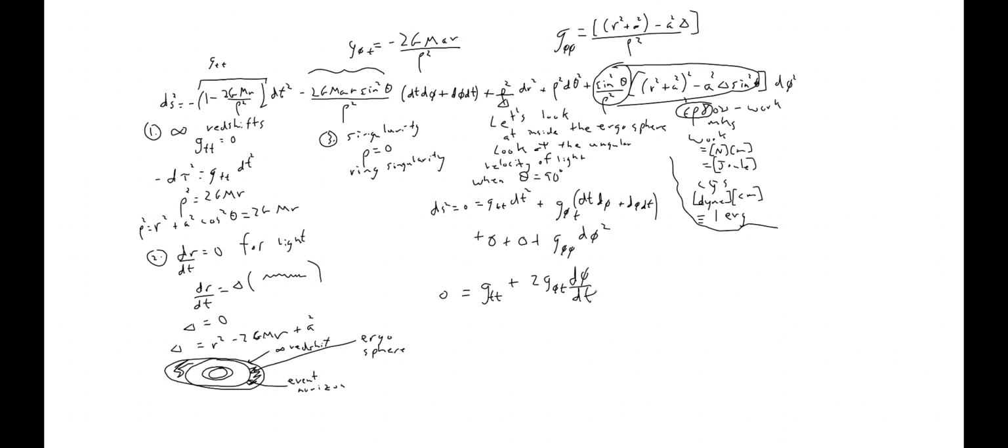Plus, what's the last term? G phi phi d phi squared, dt squared, so d phi dt quantity squared. Okay, now we want the angular velocity, so we want d phi dt.